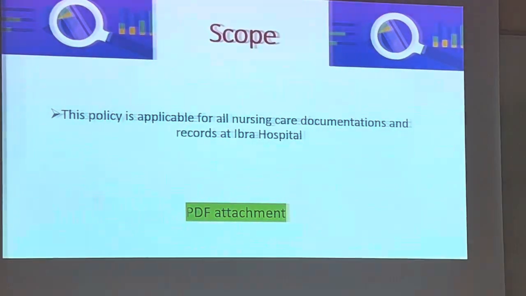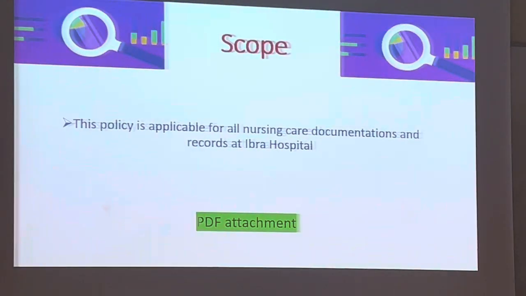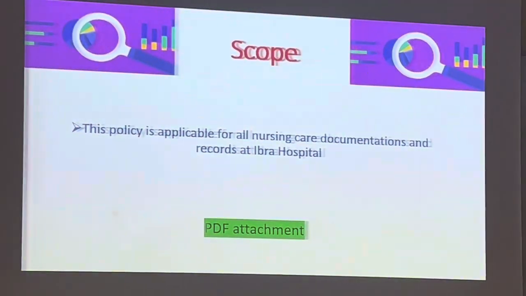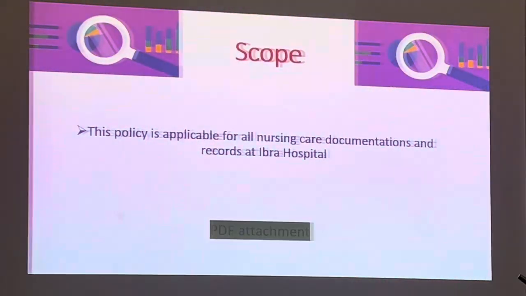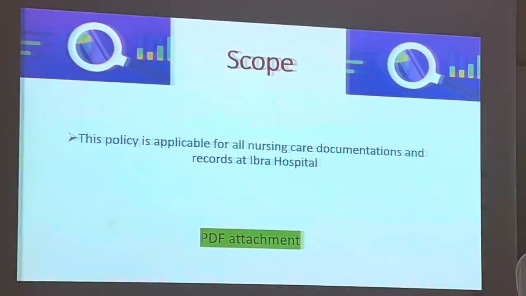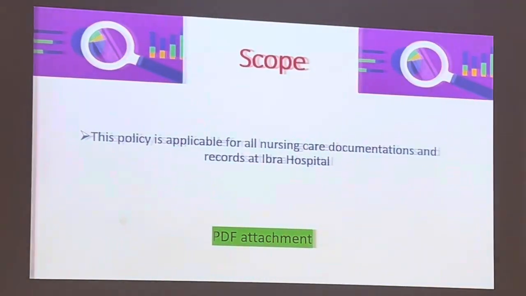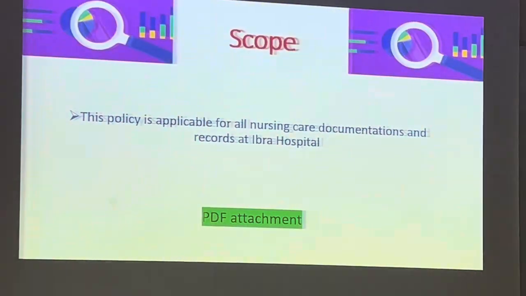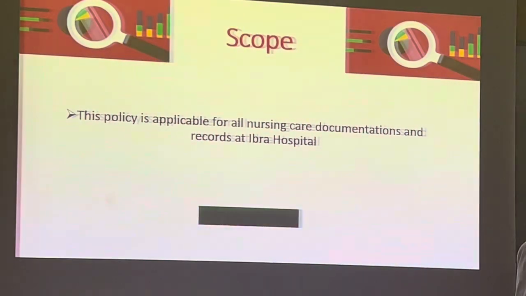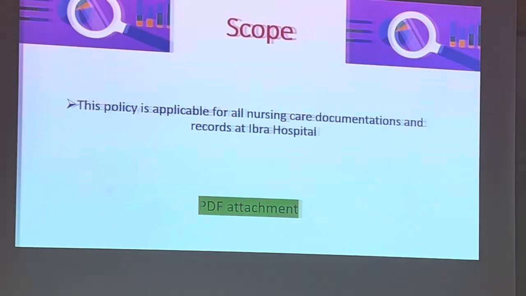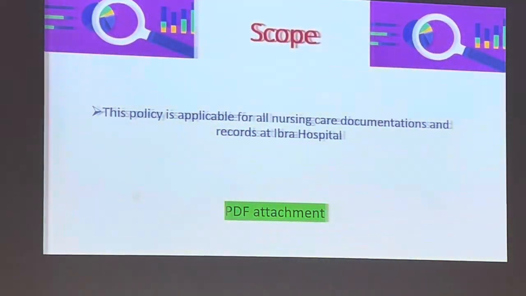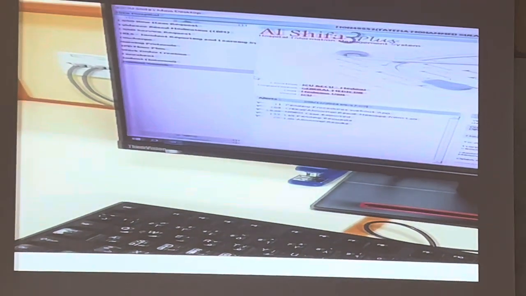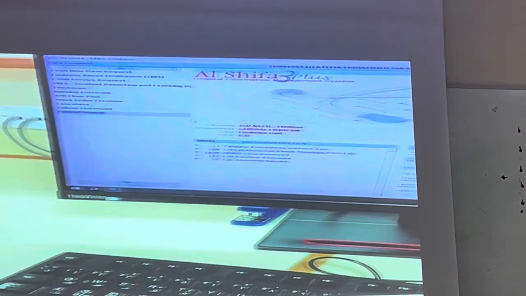Okay, so in Ibra Hospital they keep a standard nursing documentation for each department because the cases are different. For example, the ICU patient documentation will be different from female ward medical documentation, different from male ward surgical documentation, and OB-GYN ward. Okay, so the documentation will be different. They make it an easier way for documentation. Okay, I will give you a brief video of how the documentation is going in Ibra Hospital.